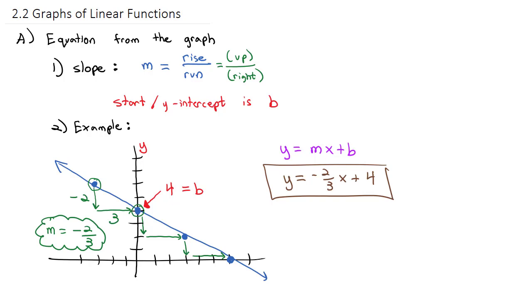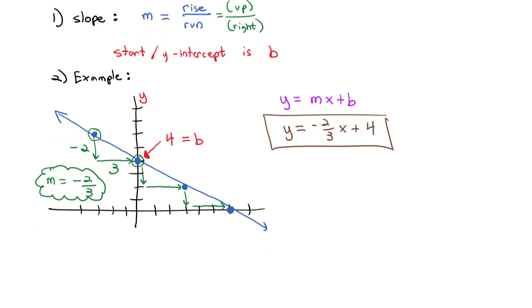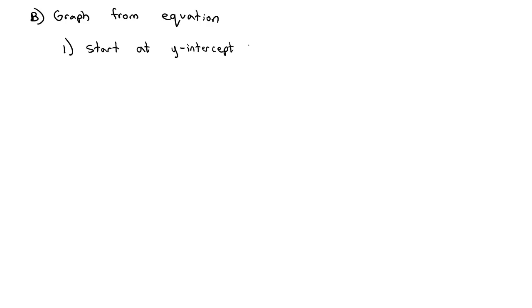Let's take a look at another example. We're going to go the other direction. This time we're going to start with the equation and try and build the line. We're going to make the graph from the equation. And the idea here, the strategy here, is we're going to start at the y-intercept, which is b, and slope from there, which is rise over run.